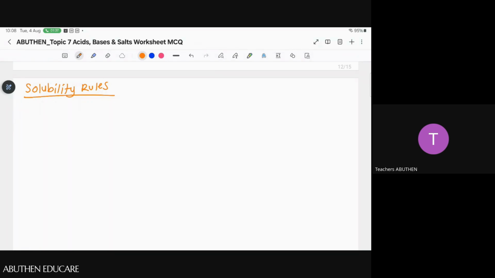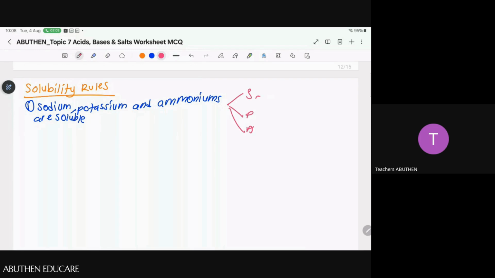Rule number 1 is that you just remember SPA salts are all soluble. What are SPA salts? SPA salt basically stands for sodium, potassium, and ammonium salt. Sodium, potassium, and ammonium salts are all soluble. So I usually call these the SPA salts: sodium, potassium, and also ammonium.